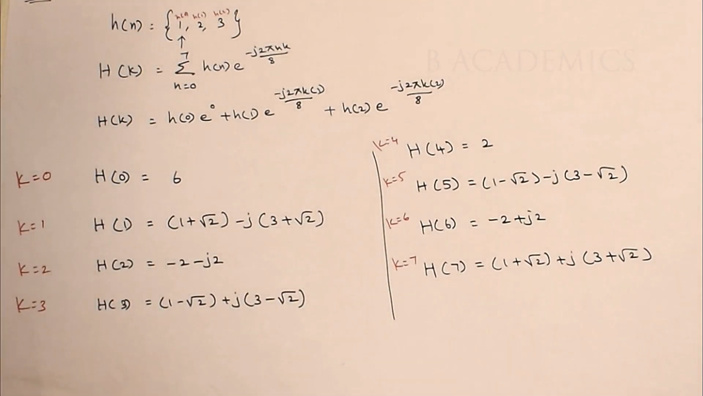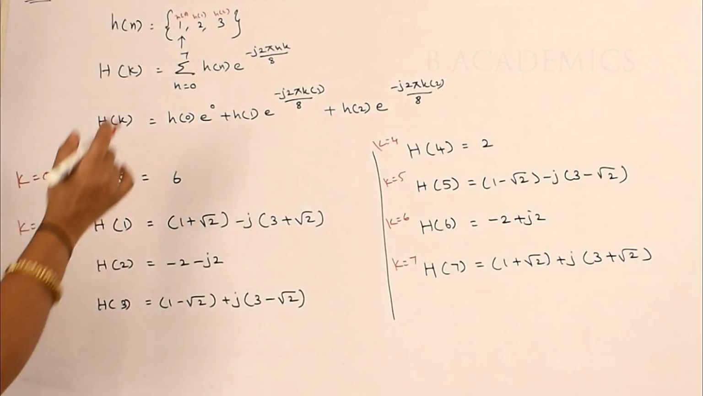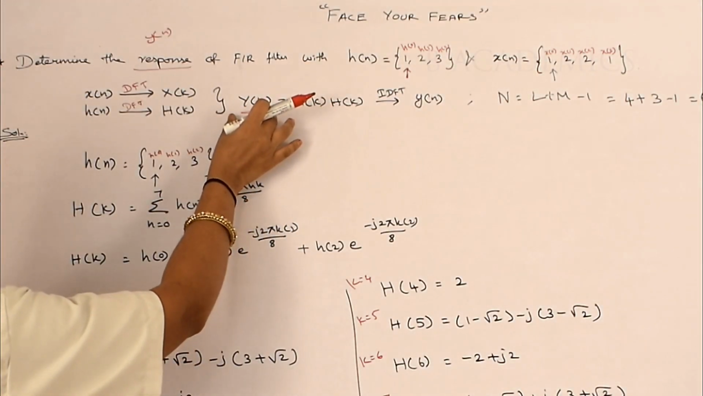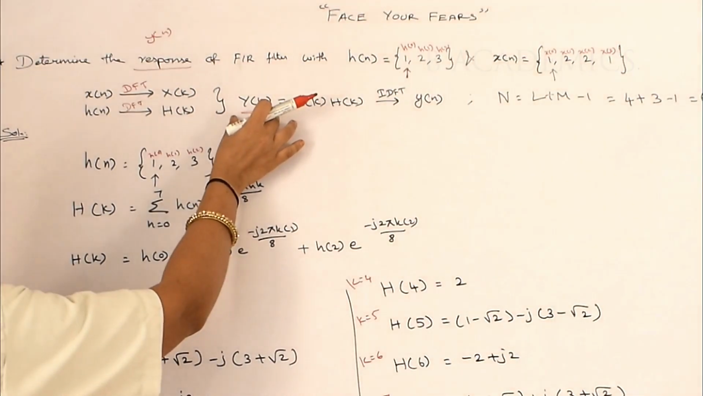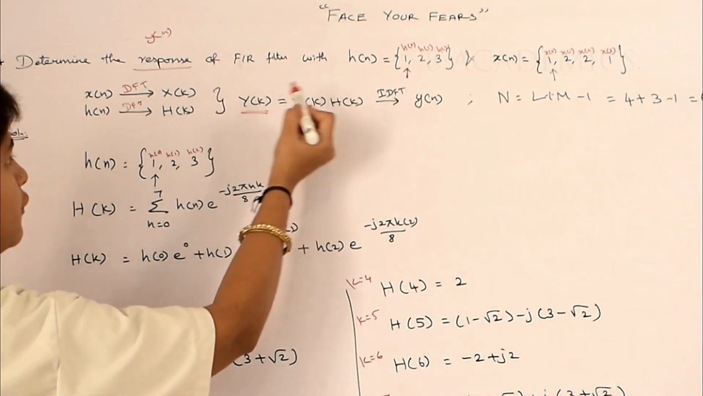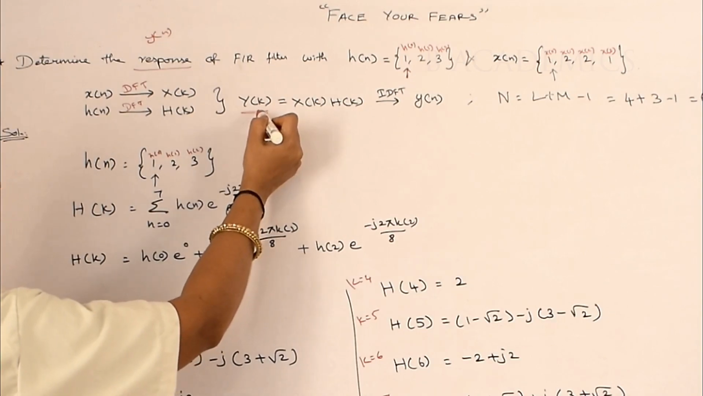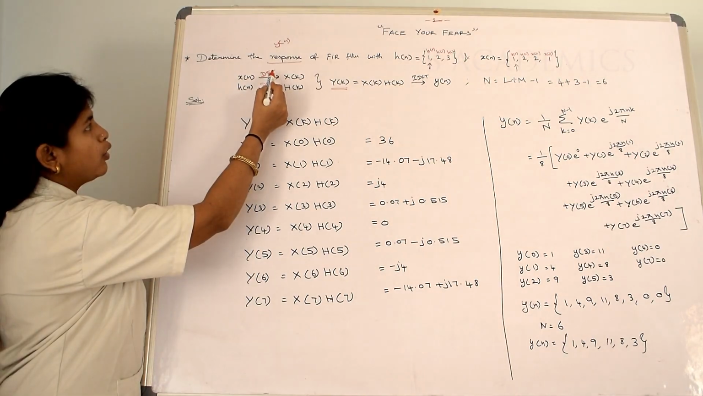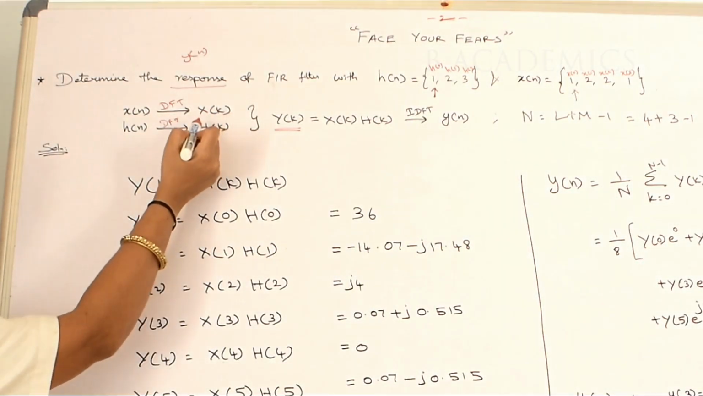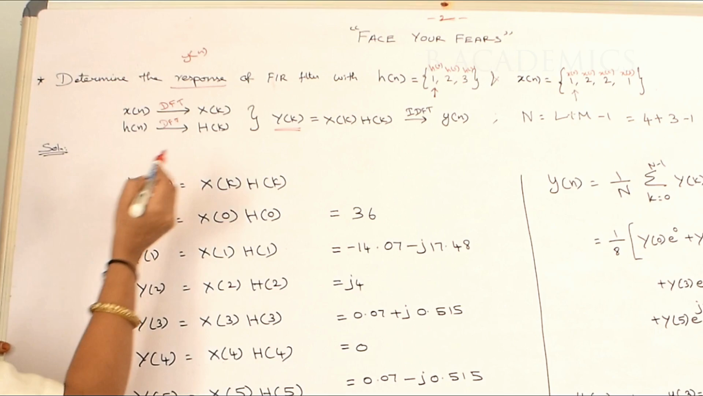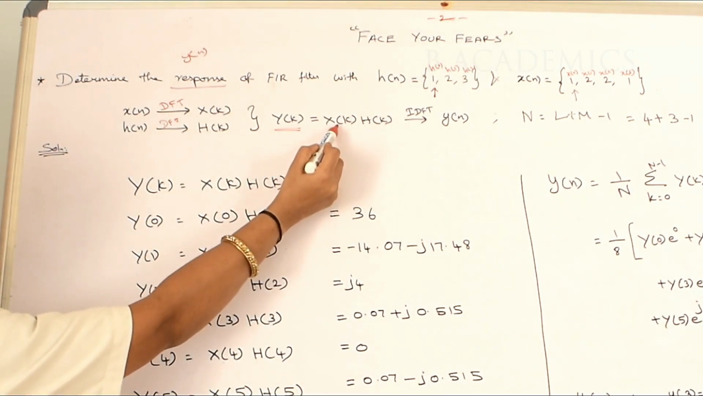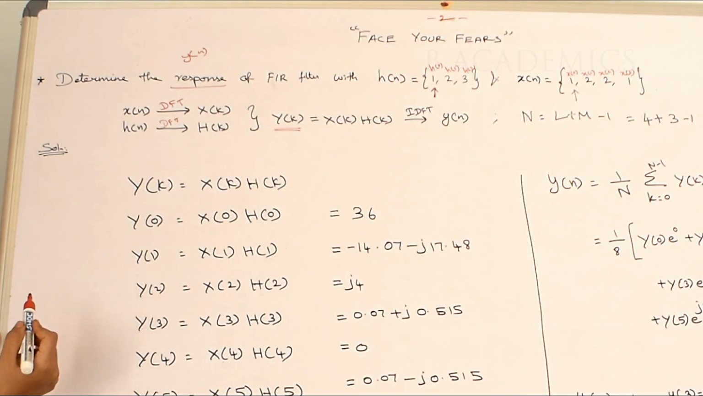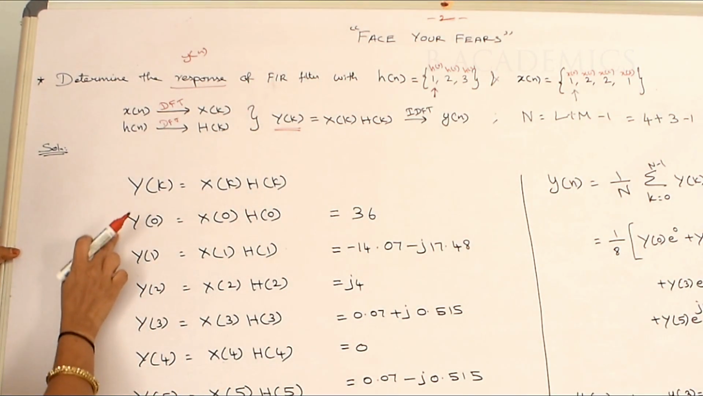After finding out H of k sequence and X of k sequence, what are you going to do? We have to multiply in order to find the answer for Y of k. Then only can we reconstruct the response from Y of k sequence. Okay. So we have performed DFT in order to find the value of X of k and H of k. The next step is to multiply the X of k and H of k values to get Y of k sequence. Okay. So now I am doing that.